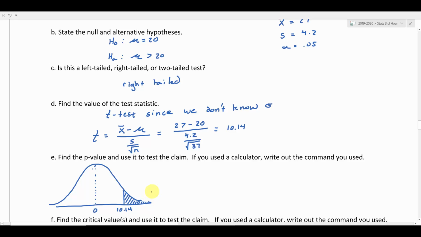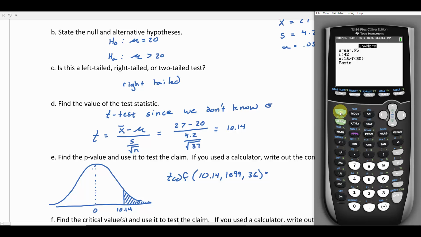But we can't use a normal CDF to do it. Instead, we have to use TCDF since we're working with a student's t-distribution. So we're going to say TCDF. We're going to tell it our lower bound, which is 10.14, and then our upper bound, which is 1E99, and it wants to know our degrees of freedom. So remember, degrees of freedom is always one less than the sample size. So that's going to be 36. So this is what we'll do in our calculator. I'm going to pull up my calculator and let's see what we get.